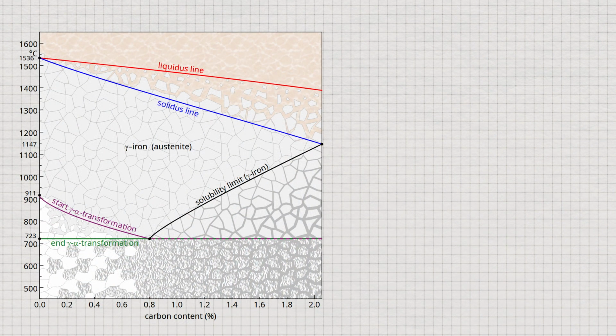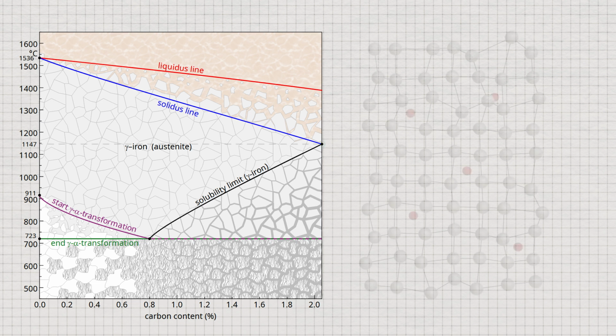In the following, we will focus on a steel with a higher carbon content than the eutectoid steel just described. Such steels are also referred to as hypoeutectoid steels. A few basic remarks are made on this.